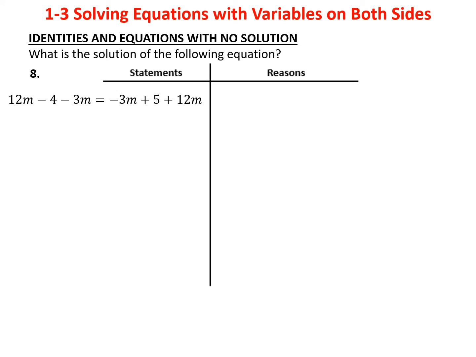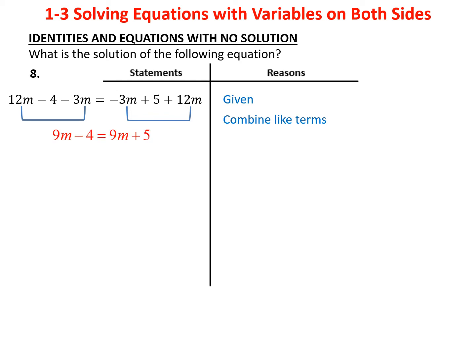All right, let's try one more. Here, notice we don't have any grouping symbols, but what I do have to do first is I need to combine variables on each side. So on the left side, for example, I can combine the 12m minus the 3m is going to be 9m. And on the right side, I'm going to have a minus 3m plus 12m.